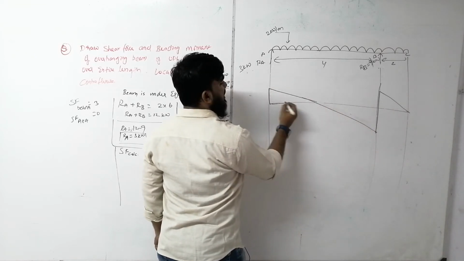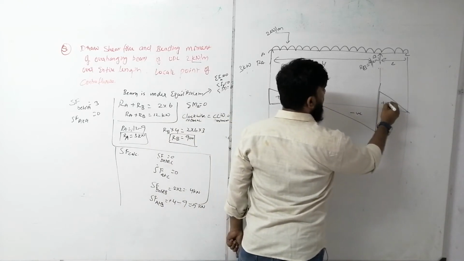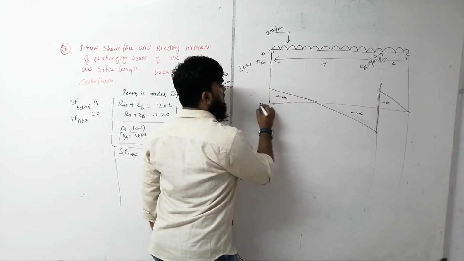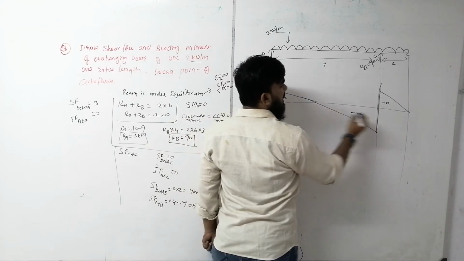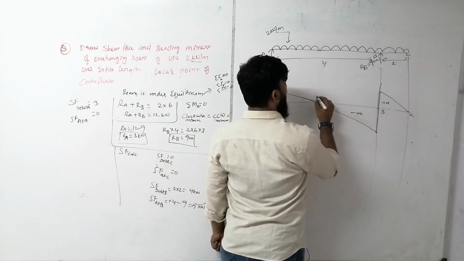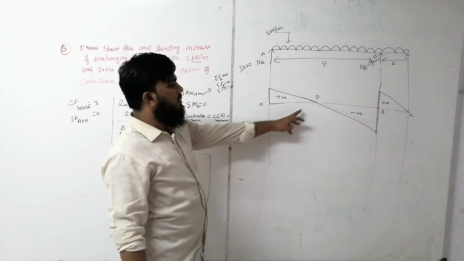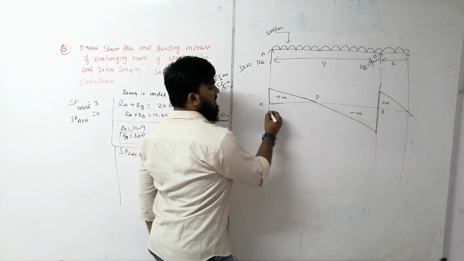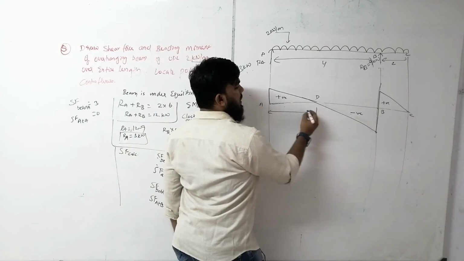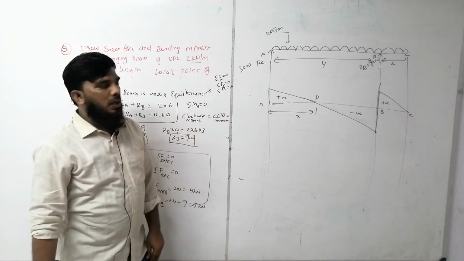From here again it is coming like this. This is positive, this is negative, this is positive. This is your A point, this is your B point, this is your C point, and this point I will consider as D. If I consider this point as D, I have to find this distance, because at this distance your bending moment will be maximum.